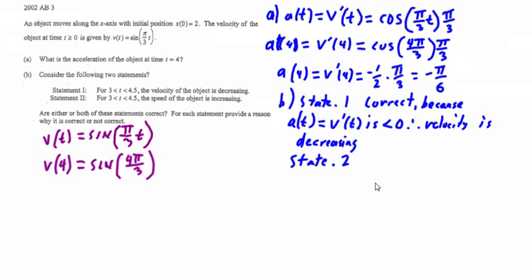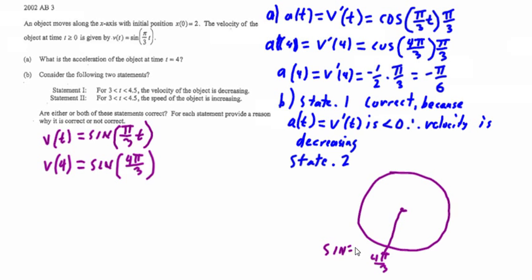And going back to our unit circle, just drawing that unit circle again, we had down here in quadrant 3, 4 pi over 3. And for this, the sine is going to be equal to negative square root of 3 over 2. So we say v of 4 is equal to negative square root of 3 over 2. And then now we're going to be able to complete our statement 2.